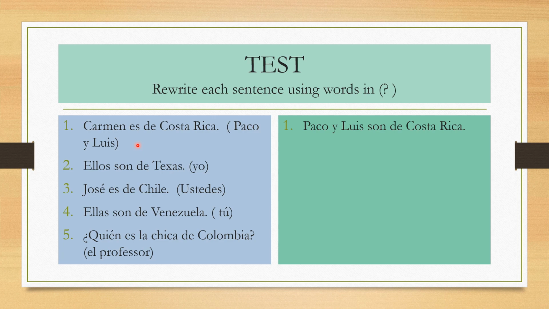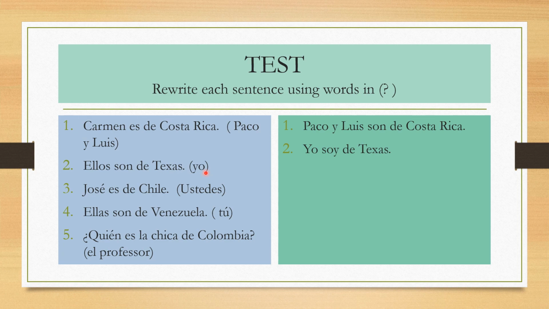With the subject Paco y Luis. Vamos a ver número dos. Ellos son de Texas. Now you're going to substitute with yo. And your sentence should begin with yo. So número dos should be yo soy de Texas. I am from Texas. Right? Yo soy de Texas.